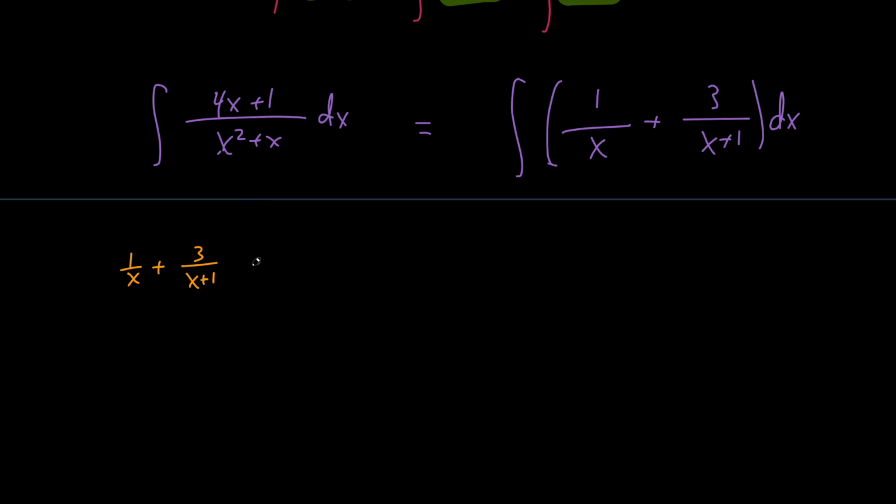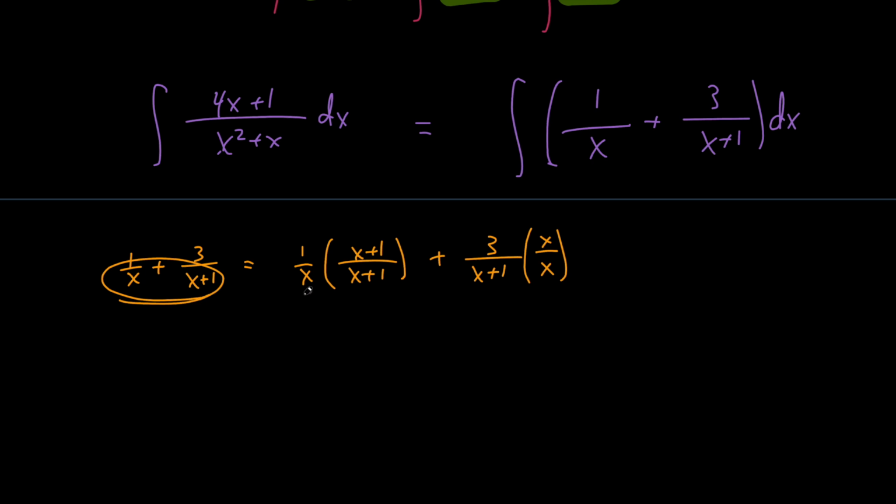So how do we add these two fractions? Well, we need to get a common denominator, right? When you add fractions, you need to have a common denominator. So we're going to take 1 over x and force a common denominator by multiplying the numerator and denominator by x plus 1. Similarly, we'll do this with the 3 over x plus 1 here, getting a common denominator by multiplying the numerator and denominator by x. Remember, the common denominator in this case is x times x plus 1. It's the combination of these two denominators multiplied.